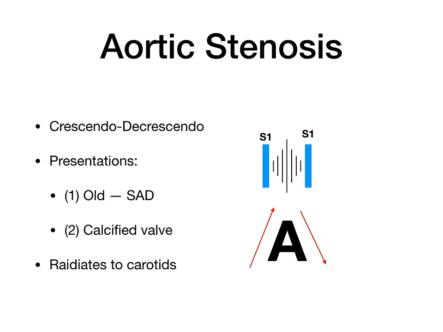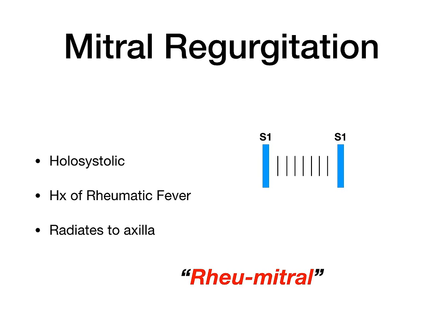If you do have to listen to it on your exam and it sounds like it gets louder and then comes back down, that's aortic stenosis. That's crescendo, decrescendo. And what you see at the top here is just the kind of diagram of the murmur based on what it sounds like. So again, aortic stenosis, crescendo, decrescendo.